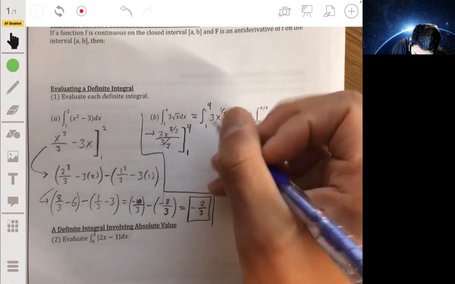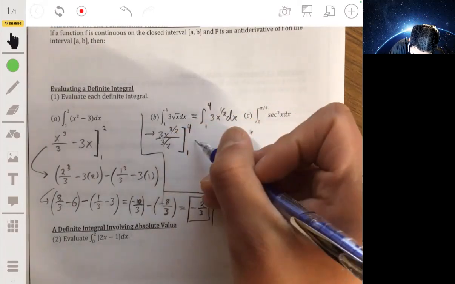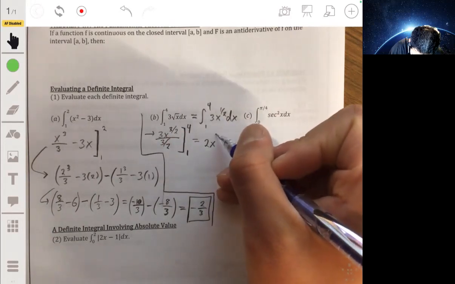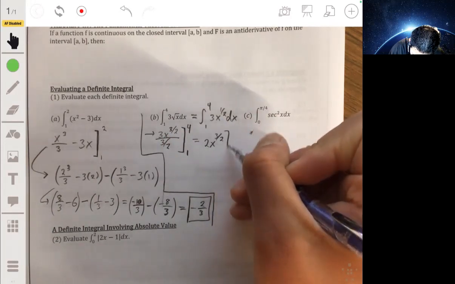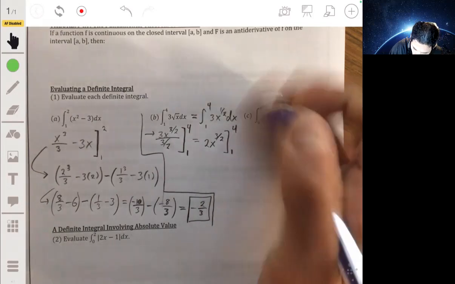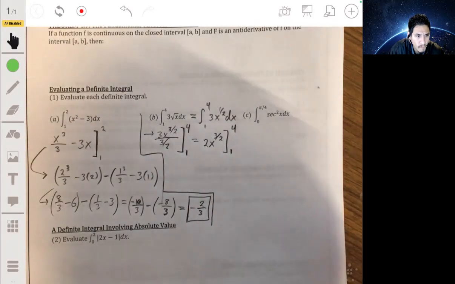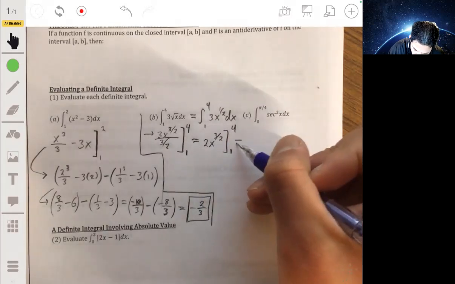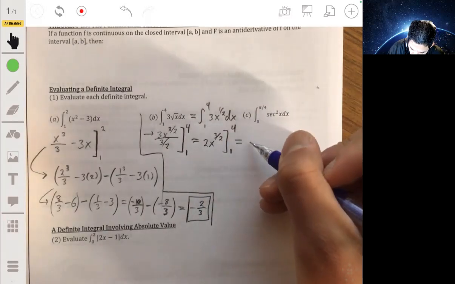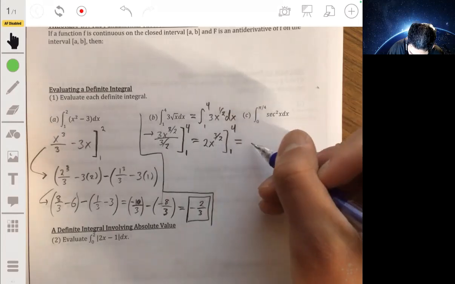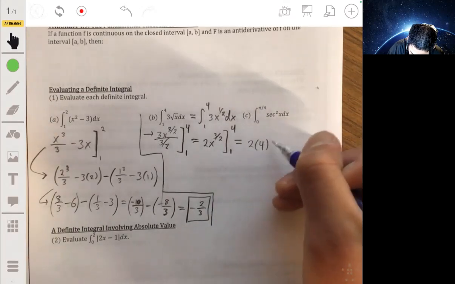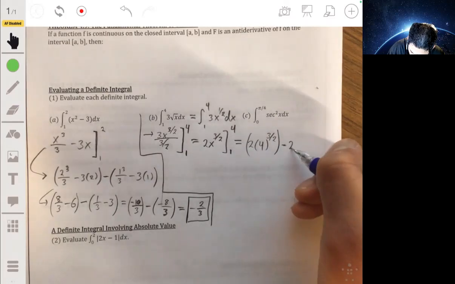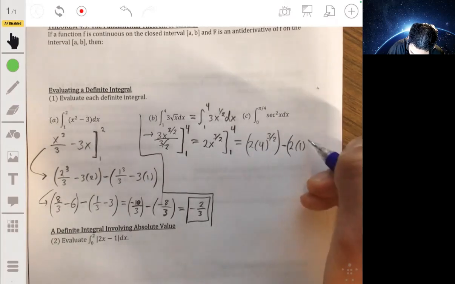So simplifying this, let's first rewrite this as 2x to the 3/2, from 1 to 4. And I might just go across here just so it doesn't look so confusing. So we plug in 4 first. So we have 2 times 4 to the 3 halves, minus 2 times 1 to the 3 halves.